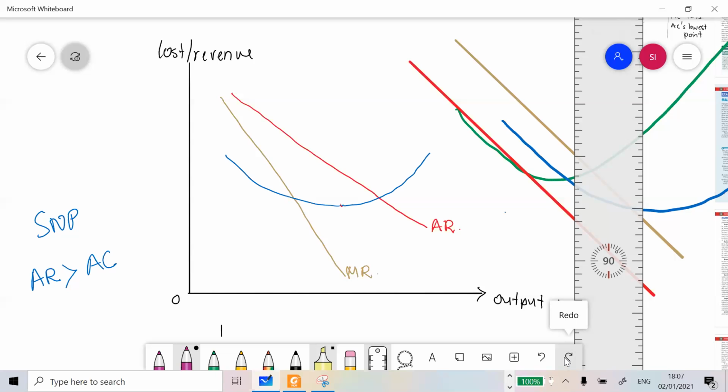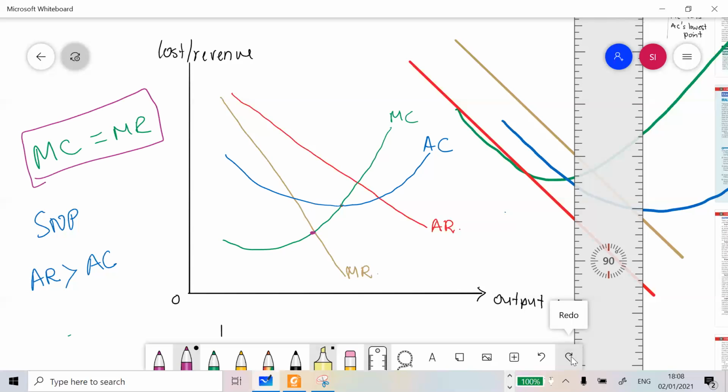Now, let's construct the average cost curve. Now we know the lowest point of the average cost curve. Keeping this in mind, we can construct the marginal cost curve, which moves through the lowest point of average cost. Now, let's mark this as marginal cost. Now, let's recap the rule. Marginal cost should equal marginal revenue.